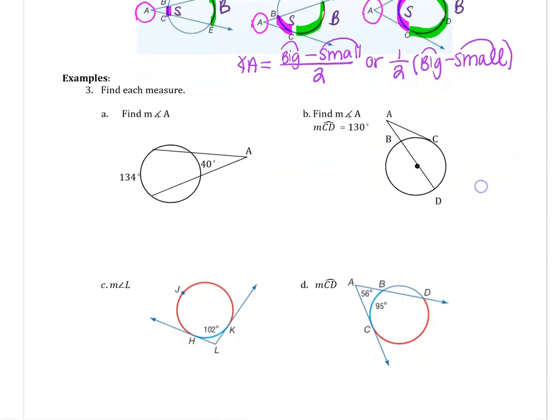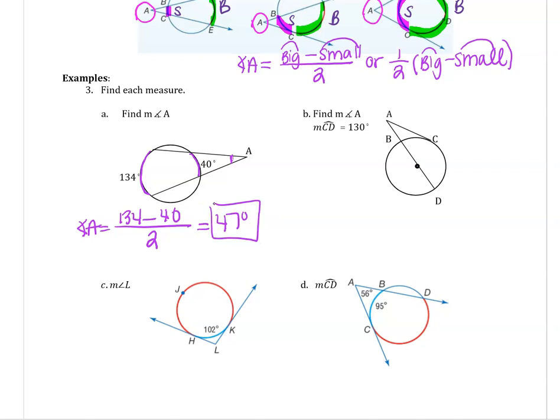All right, so coming on down. If I have two secants here and I want to find the measure of angle A, it's going to be the big arc, so 134 minus the small arc divided by 2. So 134 minus 40 and then divided by 2 would give me 47 degrees.